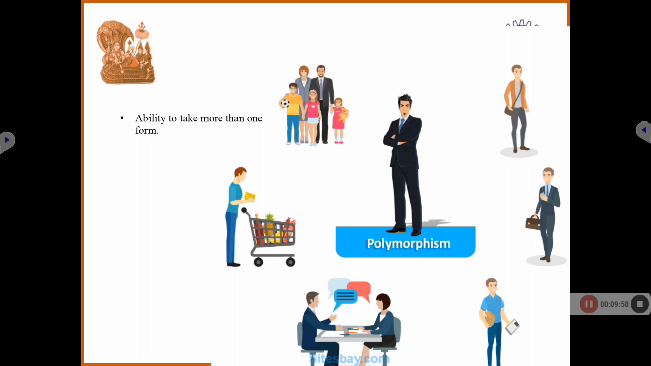So our major task is that the man is doing some task, in a different form he is doing his task. This is the example of polymorphism.